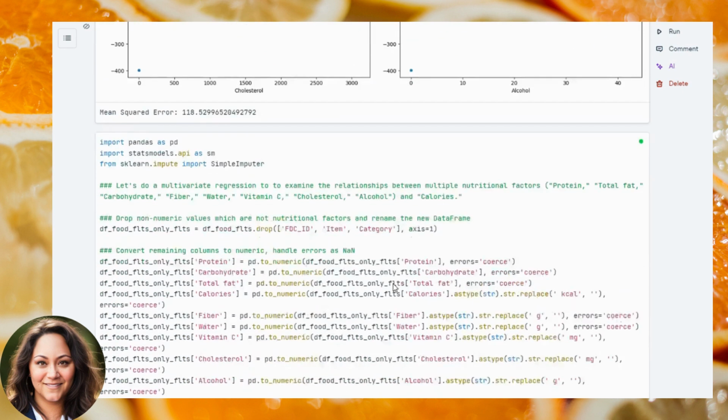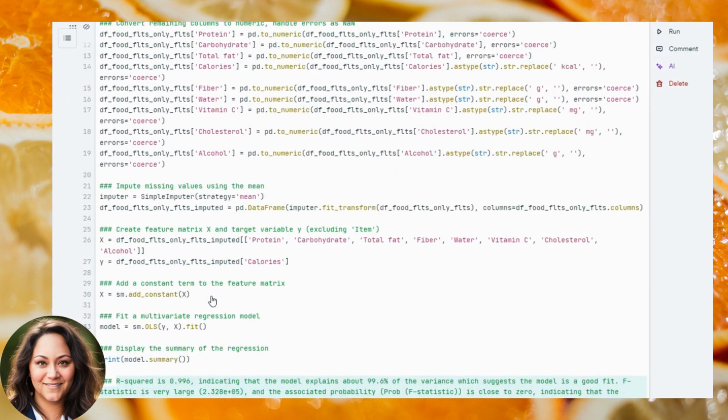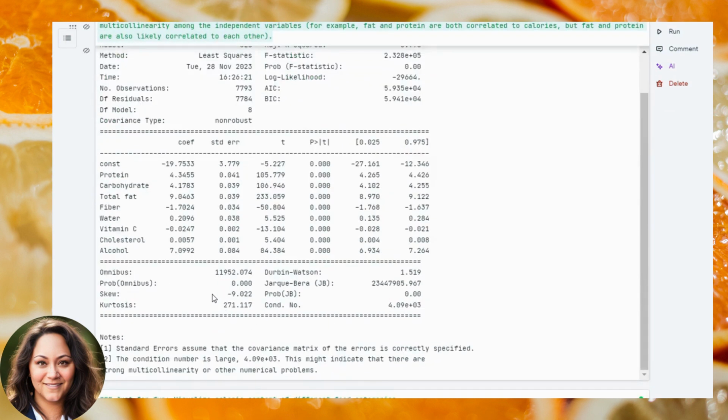I then did a multivariate regression to examine the relationship between multiple combined nutritional factors and calories. The R-squared value is 0.996, indicating that the model explains about 99.6% of the variance, which suggests the model is a good fit. The F statistic is very large, 2.328 to the power of 5, and the associated probability of the F statistic is close to 0. This indicates that the overall model is statistically significant.